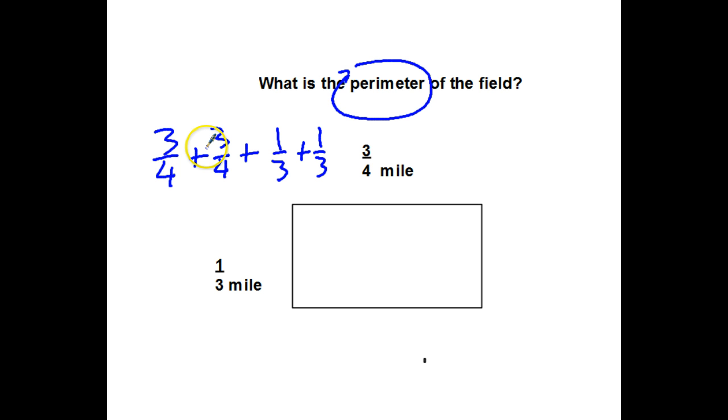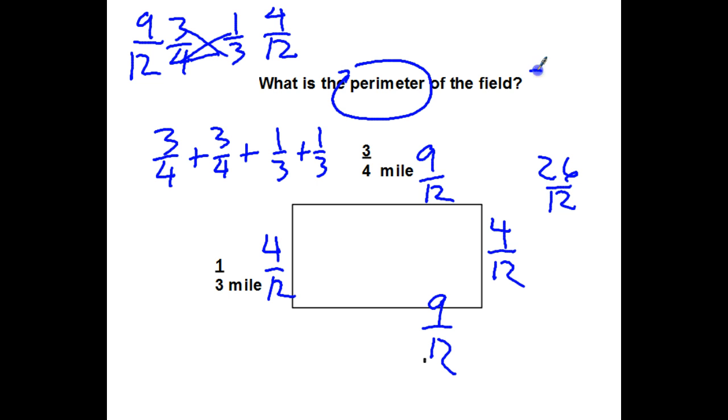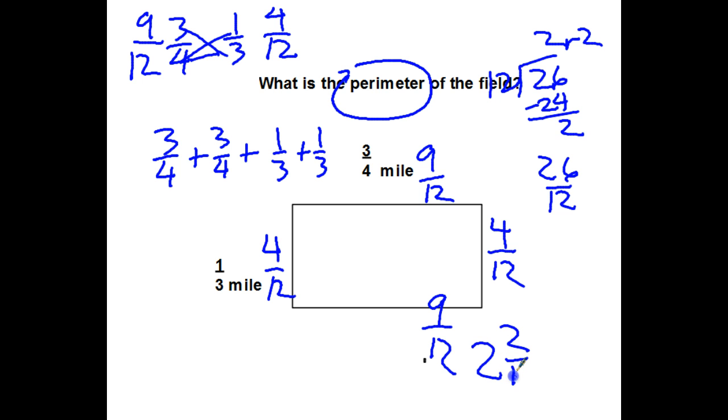Since the 3/4 are really the same, I have 3/4 and 1/3 that I need to change. When I go to cross multiply, 4 times 3 is 12. 3 times 3 is 9. 1 times 4 is 4. So the 3/4 sides are really 9/12. So there's a 9/12, and there's a 9/12. The 1/3 sides are really 4/12. So 4/12 plus 4/12. So I've got 18, 22, 26/12. When I divide it out, it goes 2 times with a remainder of 2. 2 and 2/12, which I can simplify if I divide by 2 to 2 and 1/6.